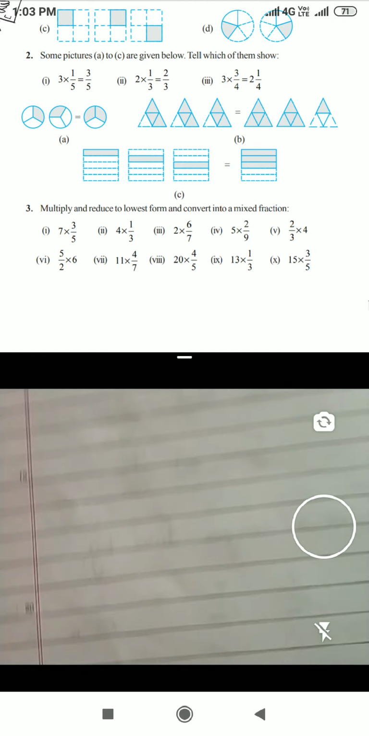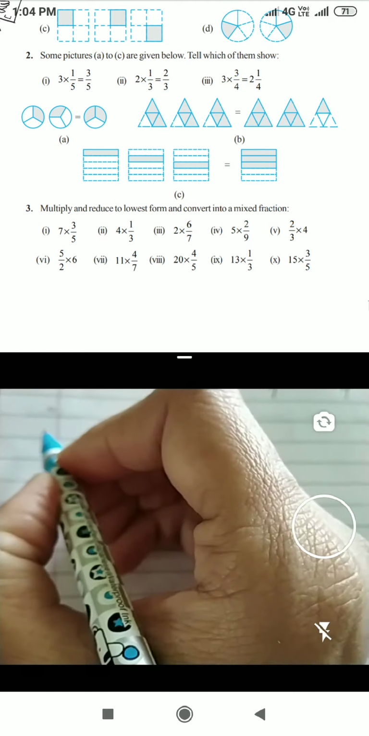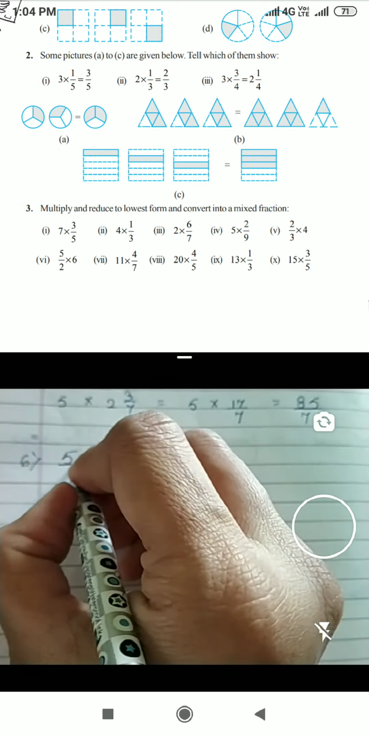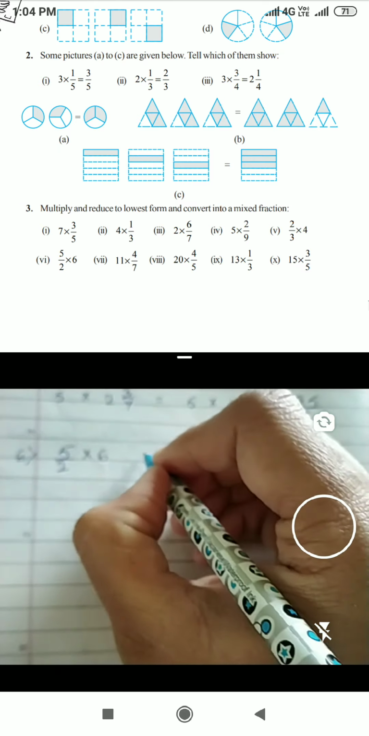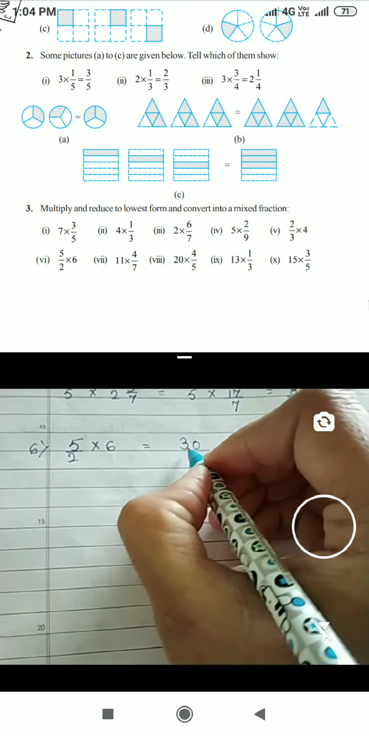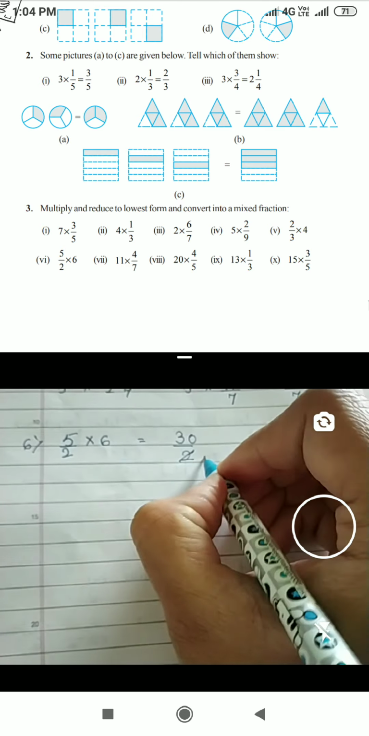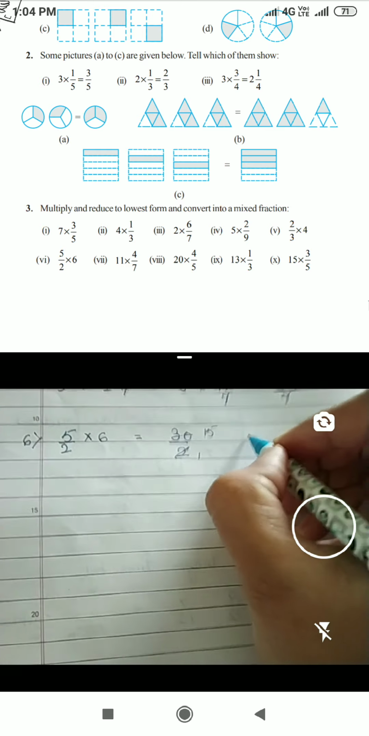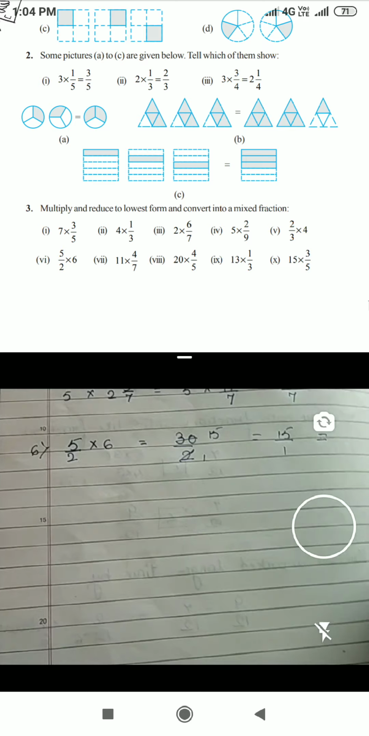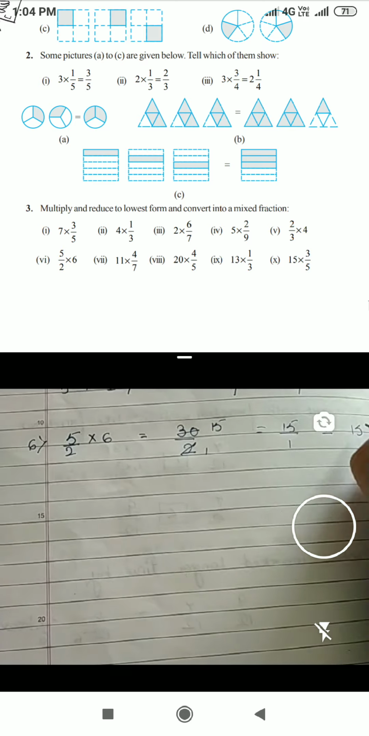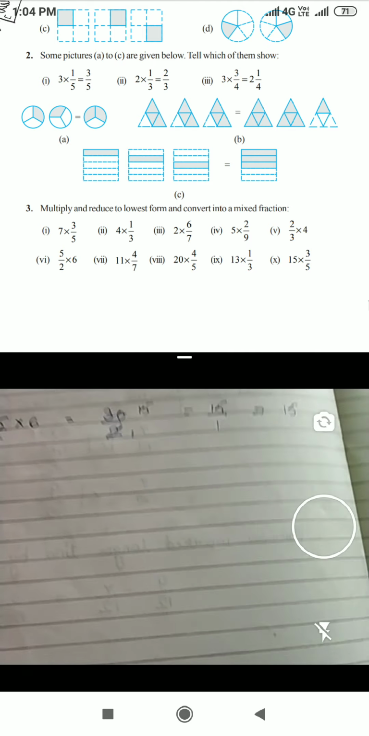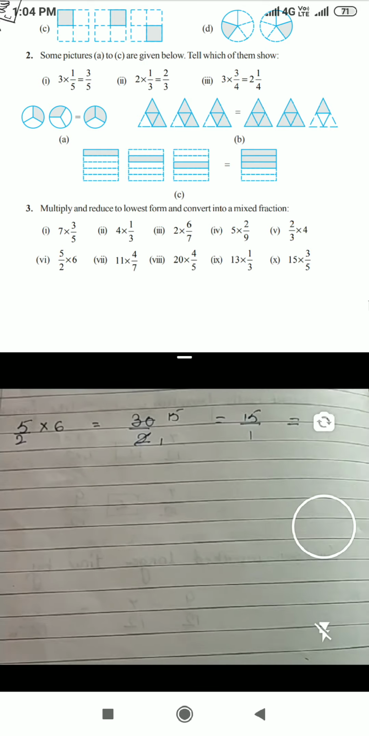Next, we will go for the sixth sum. Sixth sum, 5 upon 2 into 6. So 5 2s are 30 upon 2. So 2 1s are 2, 15s are. So now we got here 15 upon 1. Whenever we get the denominator 1, there is no need to write the denominator as 1. Directly you can write it 15. So now here we did not get any mixed fraction. We have directly got the answer 15. Okay?